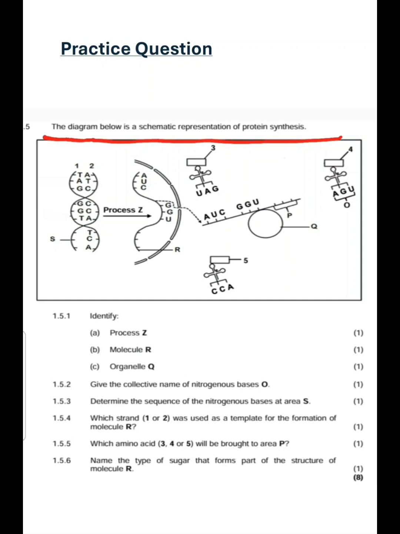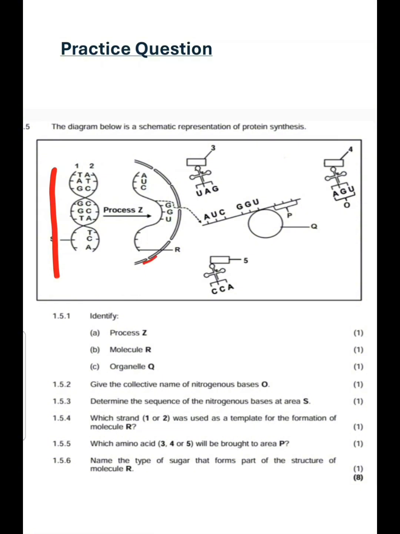All right, it's saying that the diagram below is the systematic representation of protein synthesis. So this diagram is for protein synthesis. Question 1.5.1 says identify the process Z. The process Z is transcription. How do we know it's transcription? It's because you can see the DNA double helix here, and one strand acted as a template to form mRNA. So as you can see, this process is basically transcription.